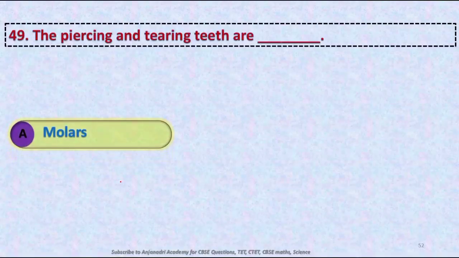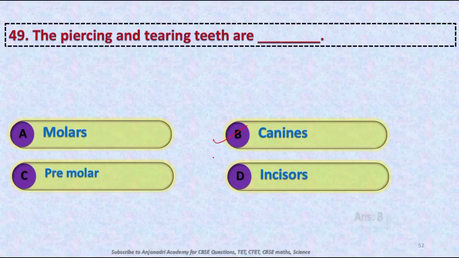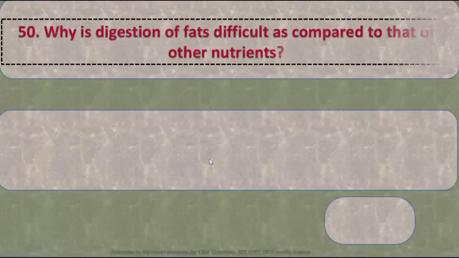The piercing and tearing teeth are molars, canine, premolar, incisor. The correct answer is option B. Canine are used for piercing and tearing the food.